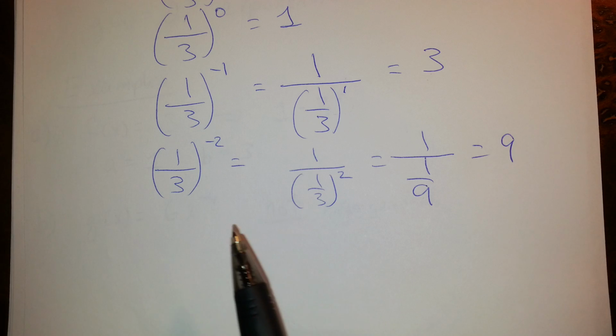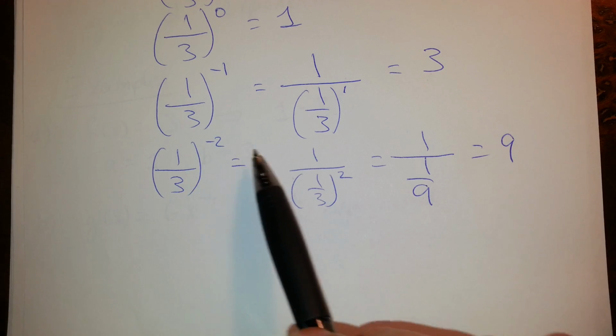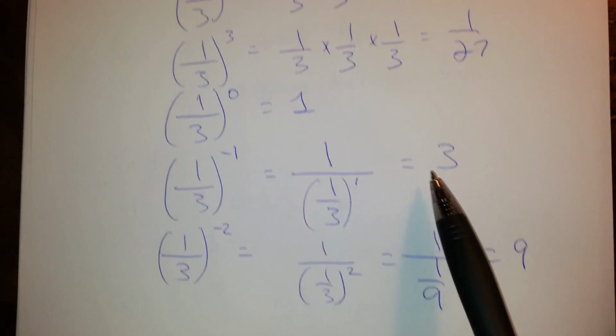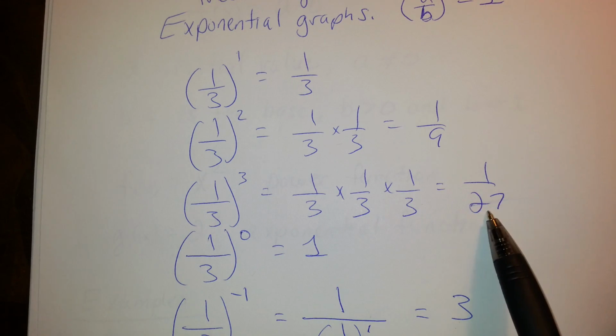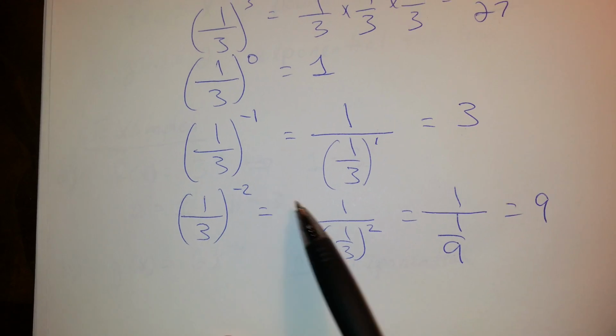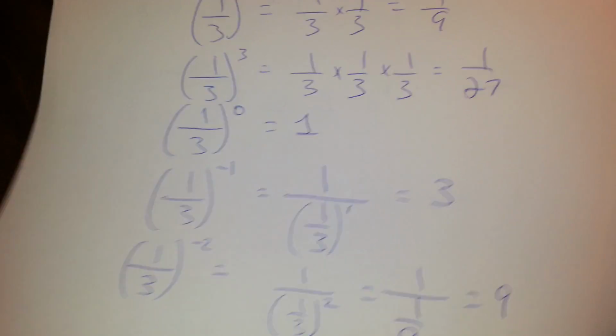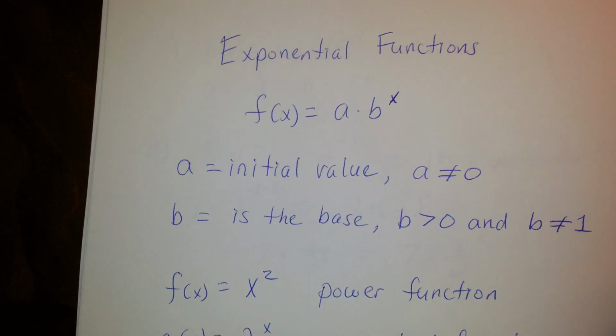So notice, fractions with negative exponents actually get bigger. Okay? Fractions with positive exponents get smaller. Fractions with negative exponents get bigger. Okay, all right. Exponential functions.